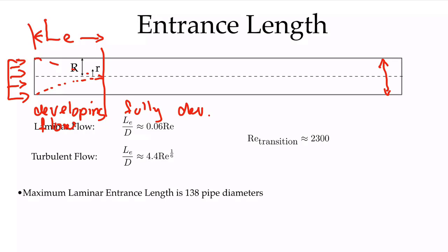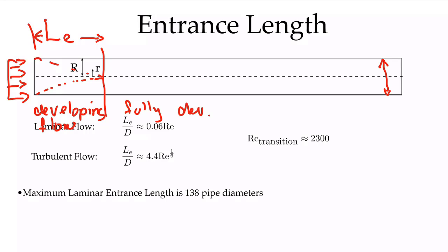That's a reasonable length, but if you remember back to the introductory video, you see that these pipe runs can be extremely long, running the whole length of buildings, the whole length of rooms, and 138 perhaps could be insignificant compared to the entire length of the pipe. But in almost all industrial flows or domestic flows, the flow will be turbulent in the pipes.